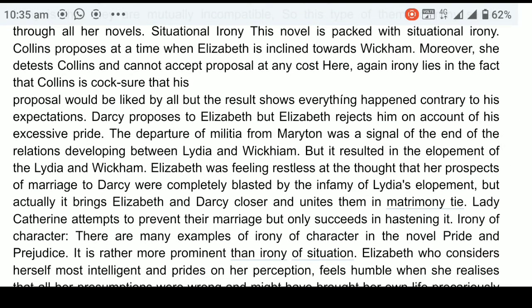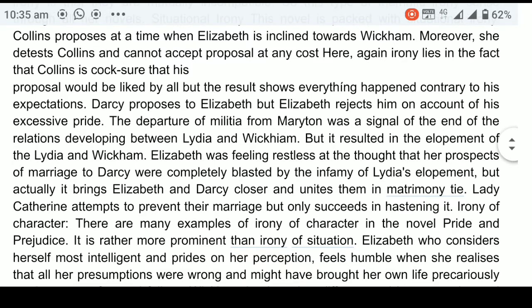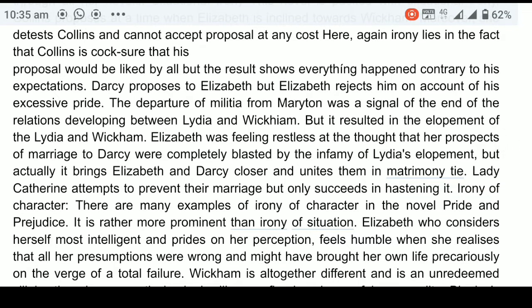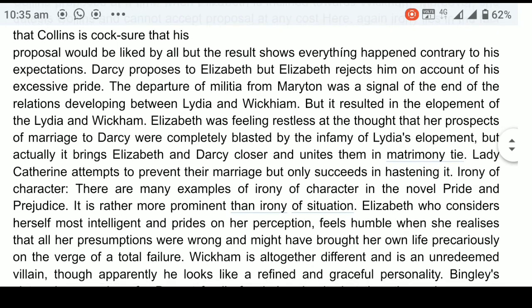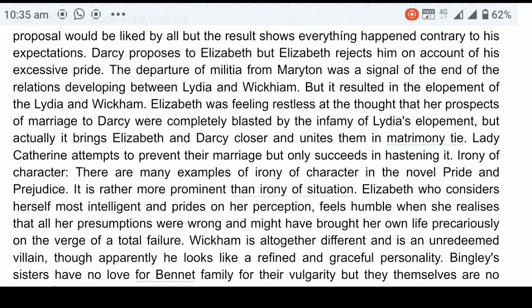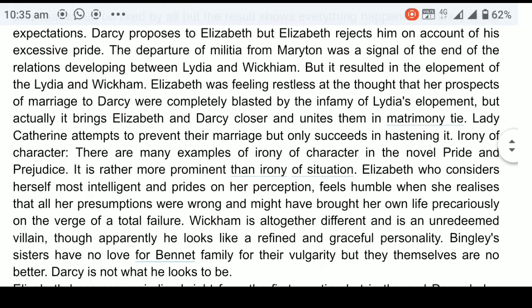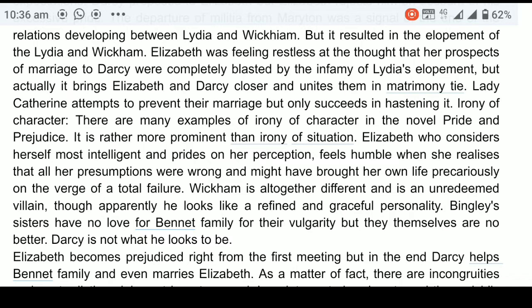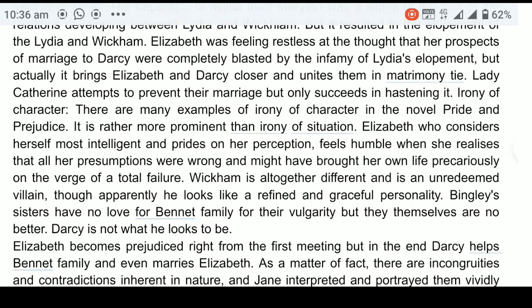Number 2, situational irony. This novel is packed with situational irony. Collins proposes at a time when Elizabeth is inclined towards Wickham. Moreover, she detests Collins and cannot accept his proposal at any cost. Here again, the irony lies in the fact that Collins is cocksure that his proposal will be liked by all, but the result shows everything happened contrary to his expectations. Darcy proposed to Elizabeth, but Elizabeth rejected him on account of his excessive pride. The departure of the Militia from Meryton was a signal of the end of the relation developing between Lydia and Wickham, but it resulted in the elopement of Lydia and Wickham.